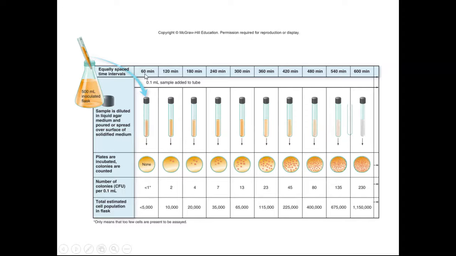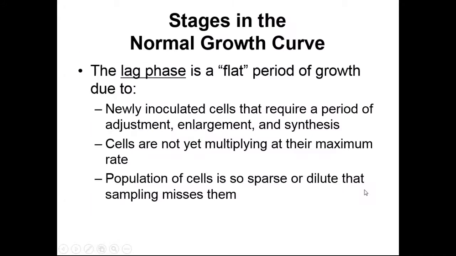If we sample every 60 minutes, you'll find that the population will start to increase very slowly at first, and then towards the end increases very rapidly. This lag phase corresponds to that very slow increase in the population growth.